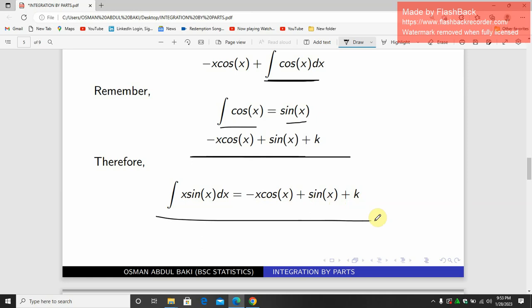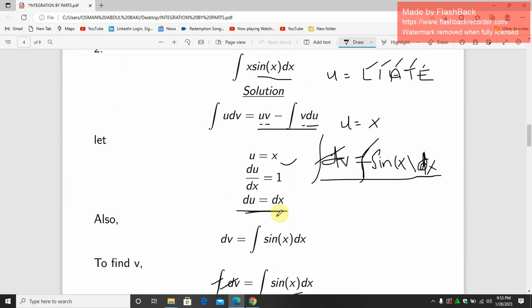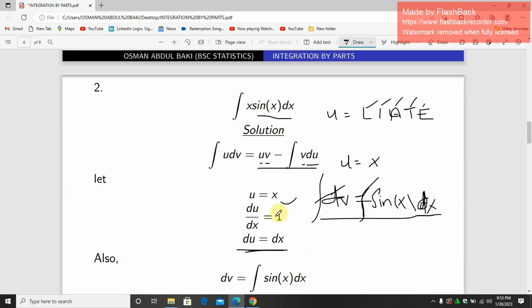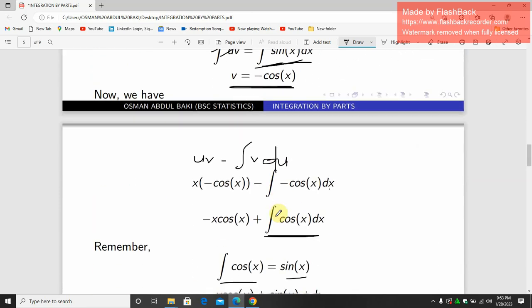So this is the final solution for question 2. It's quite easy. You just have to take your time. Remember to sit down and analyze which right method should I use: integration by substitution, or by parts. So this is the second question.